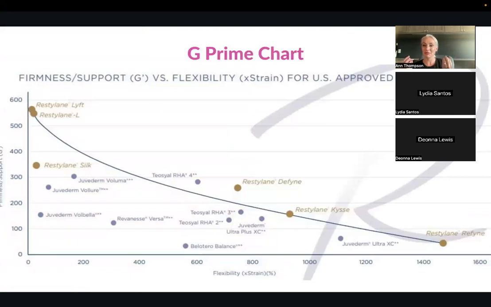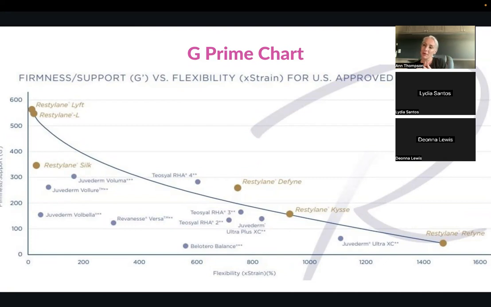If you're going to be doing someone's mid face or cheeks, I highly recommend Restylane Lift, Contour, RHA 4. Those are going to be my favorite kind of go-to. I actually just redid my cheeks the other day and I used Contour. I love Contour. I love RHA 4. I love Lift. Lift has a significantly higher G prime than all of the other products.